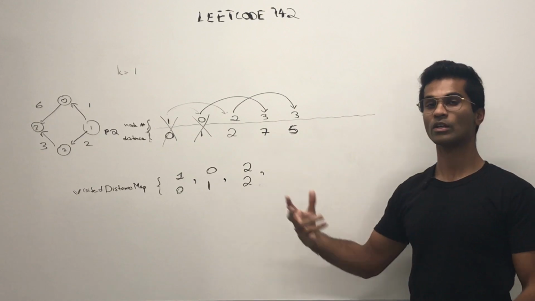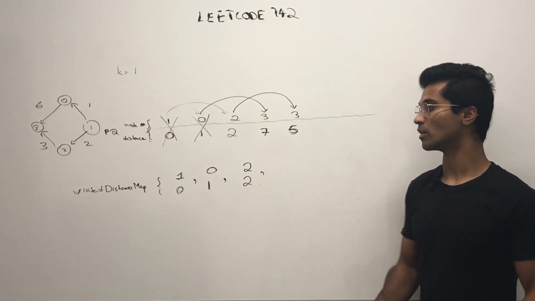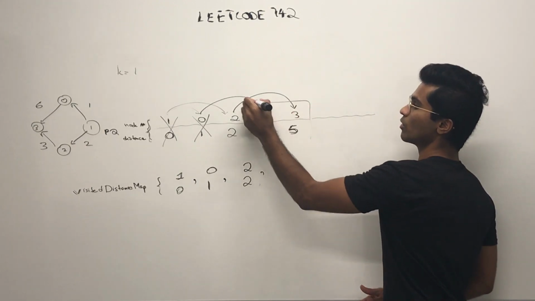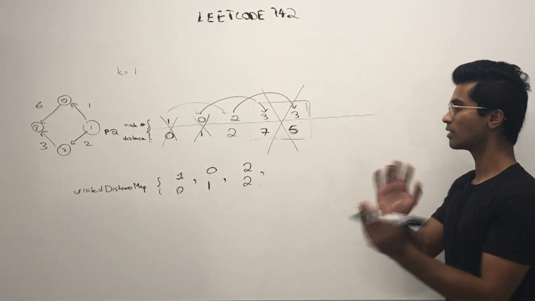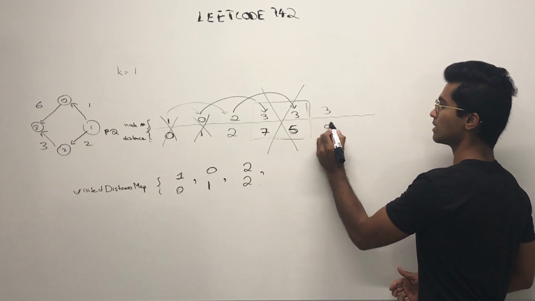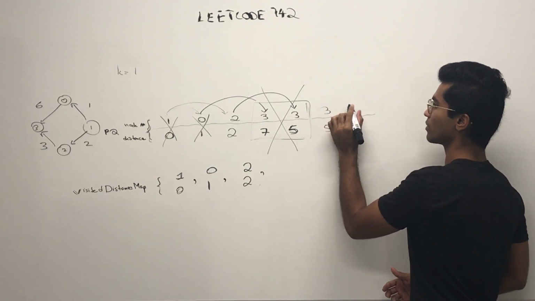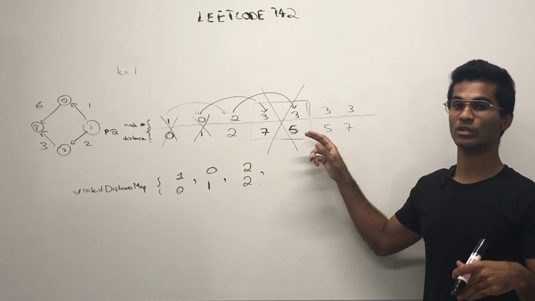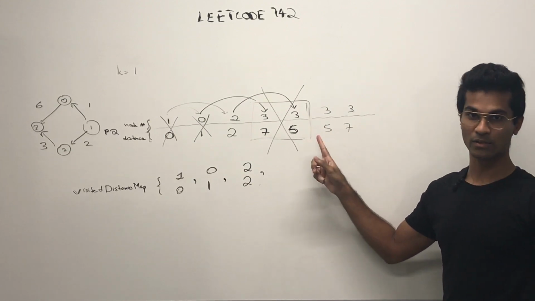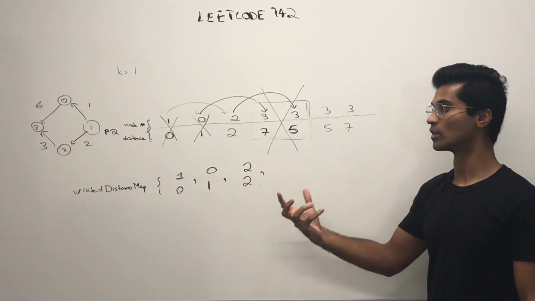Now at this point, 2 is already part of the distance map. Keep in mind the priority queue always shuffles itself. So you see that these two are out of order. This is going to get swapped for 3, 5 and 3, 7. So node number 3, which came as a result of node number 2 with a distance of 5, is going to be at the start of the queue.